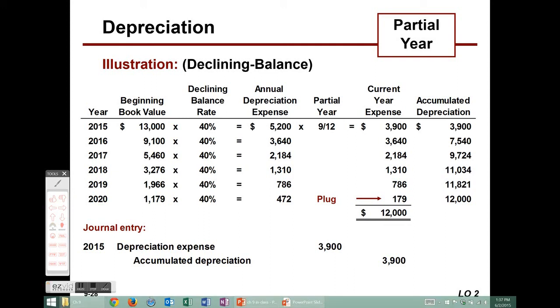One other thing to note is that we didn't do partial year for the units of activity method. You don't need to do partial year computations for that because it takes care of itself with the activity. So if you say this truck, if you purchased it in June and drove it for 7 months, well, presumably there's going to be less mileage than there would be if it was purchased in January. So you don't have to do partial year calculations under the units of activity method because the activity takes care of itself. Okay.